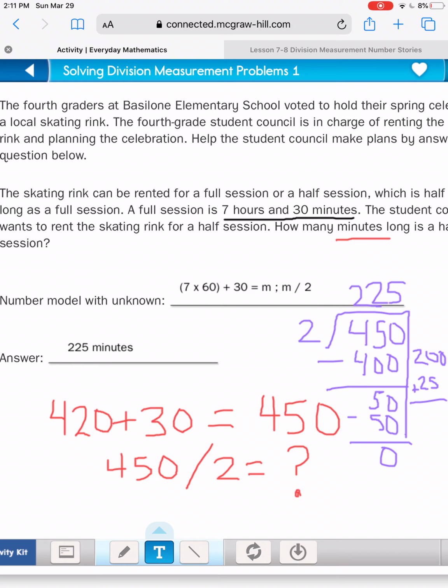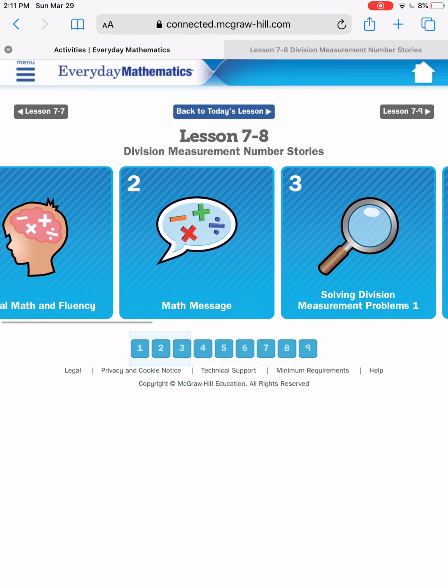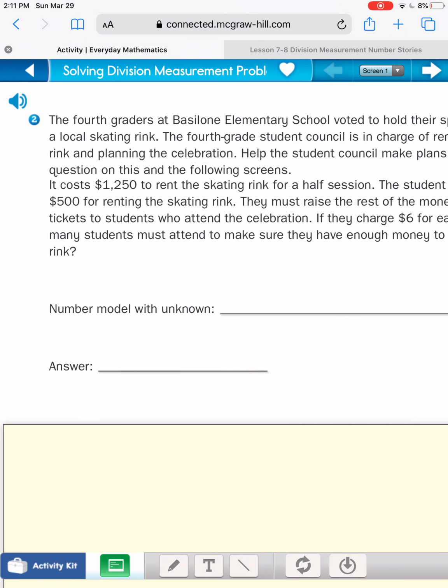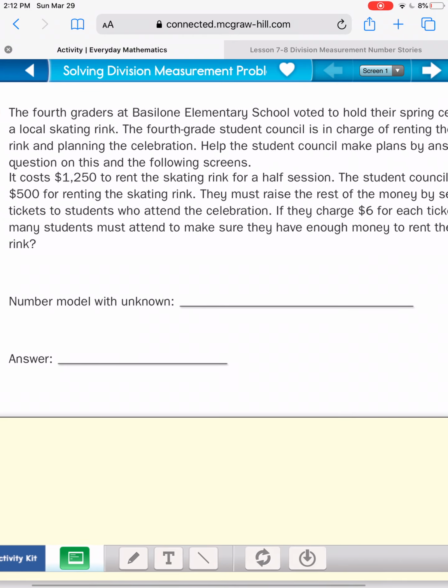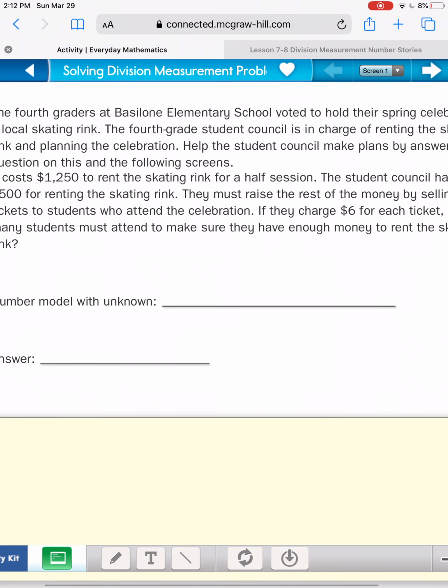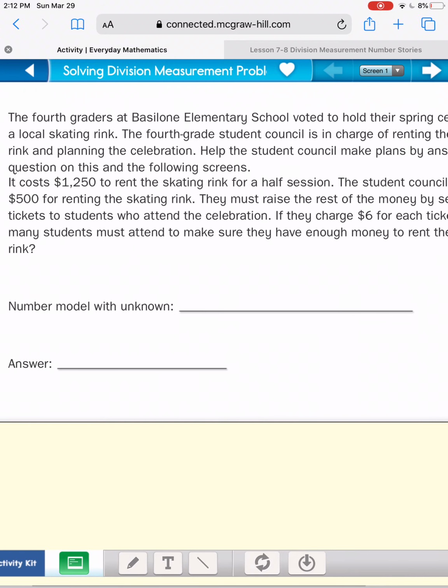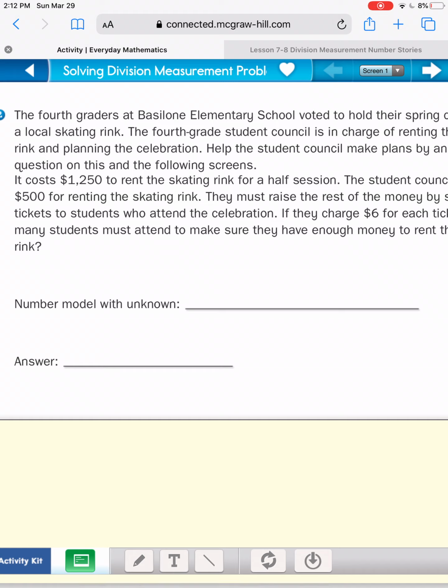All right. So now we're going to do one more problem together. Okay, we're going to go to screen 4, solving division measurement problems number 2. And we have the same situation, where we're going to have the 4th graders at Basilone Elementary School. And this time we're going to have a problem that has to do with money. So here it is. The 4th graders at Basilone Elementary School voted to hold their spring celebration at a local skating rink. The 4th grade student council is in charge of renting the skating rink and planning the celebration. Help the student council make plans by answering the question on this and the following screens.